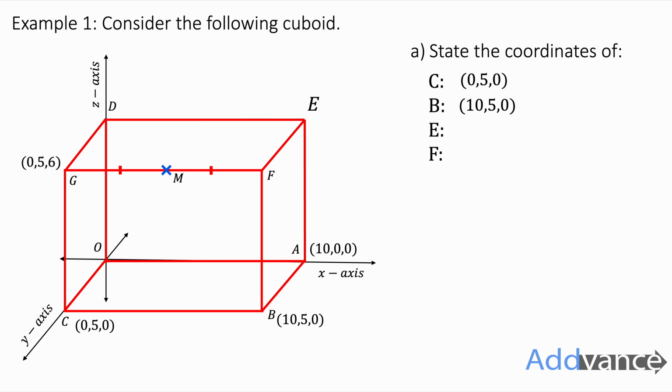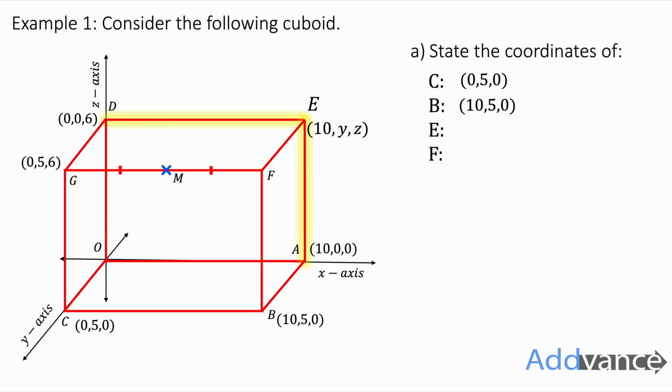E. E is above A, and so that's going to help us. I think the x-coordinate will be 10. But I'm also going to find D on my way. So let's find out what D is. D is going to be on the z-axis. And D is going to look like this. It's going to be 0, 0, 6. It's just on the z-axis, so D is 0, 0, 6.